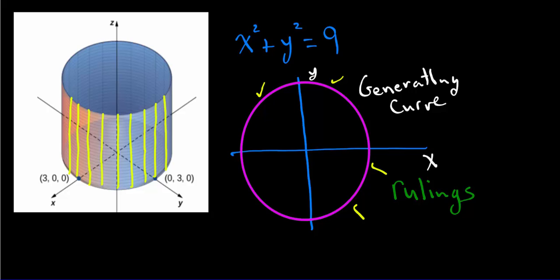Okay, now let's look at some other examples of cylinders that might broaden our horizon when it comes to thinking about cylinders besides just the right circular cylinder. Let's think of some others. So let's think of this one. Let's think of y equals sine x.